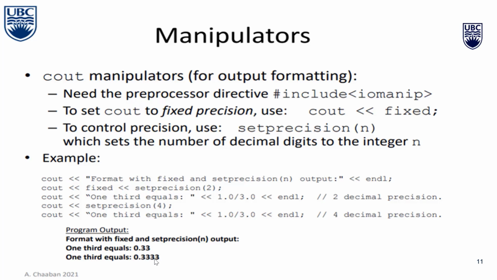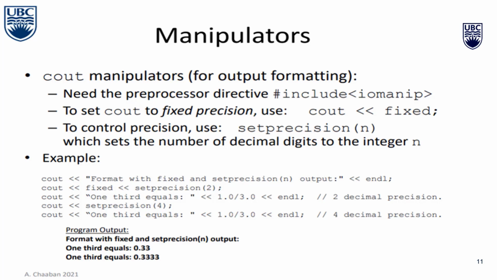In order to be able to use the fixed and the set precision objects, we need the preprocessor directive #include input-output manipulator. So remember, if we want to output something, we need to use the preprocessor directive input-output stream. And if we want to format this output, we use input-output manipulator. So #include input-output stream will enable us to deal with the cout object, and #include input-output manipulator will enable us to use fixed and set precision objects.